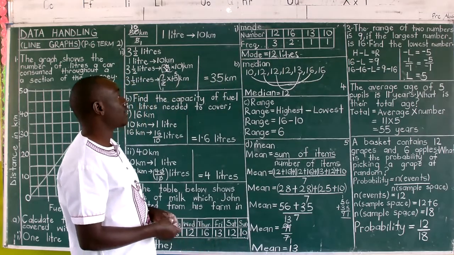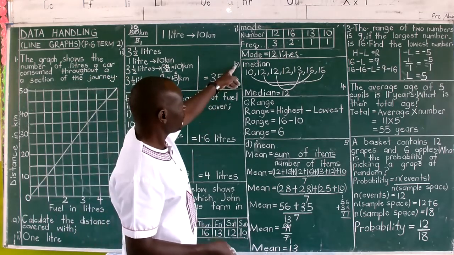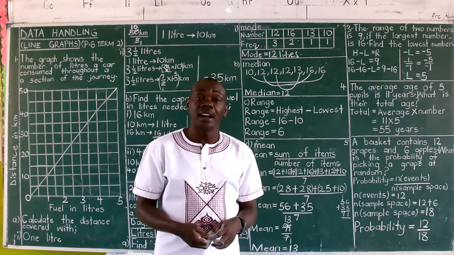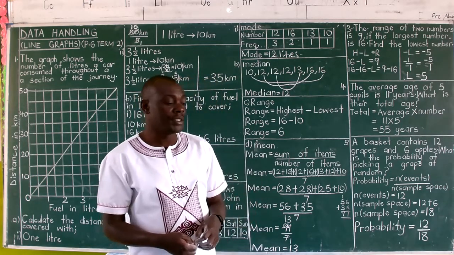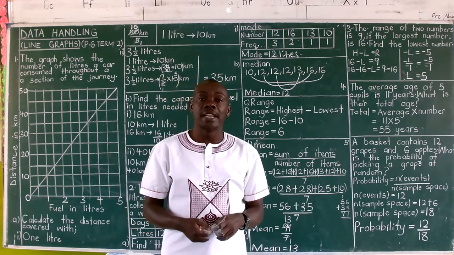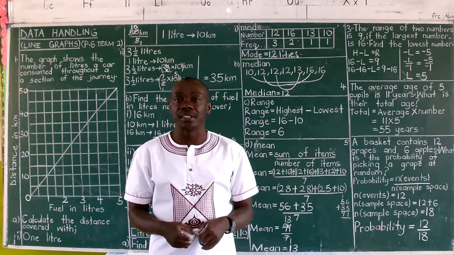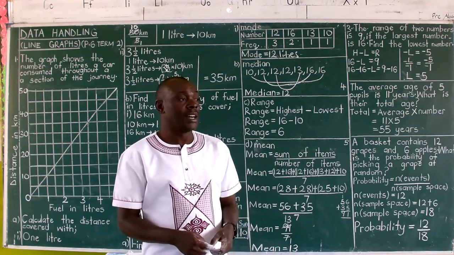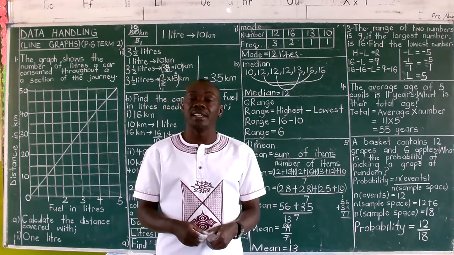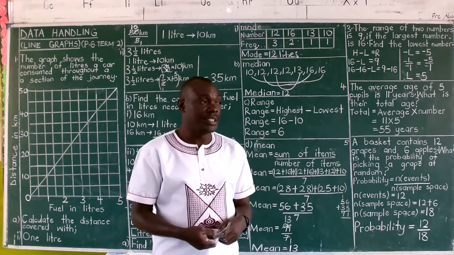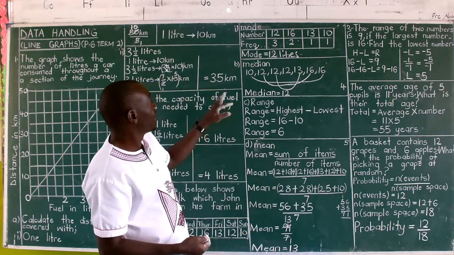Ensure you answer accordingly. Then find the median of the given data. Median means the middle number after organizing or arranging the given data in either ascending or descending order. That is what is called a median.